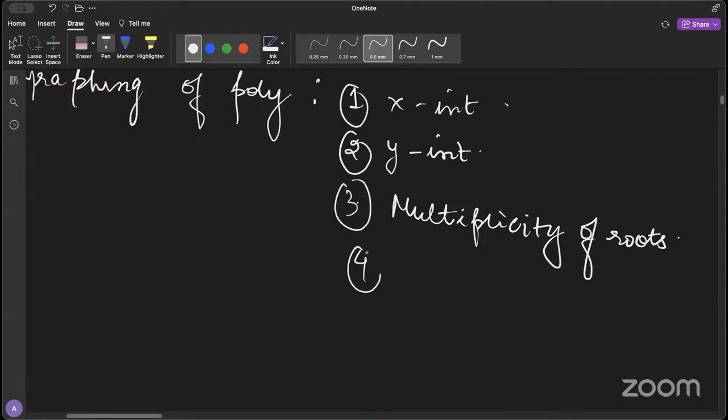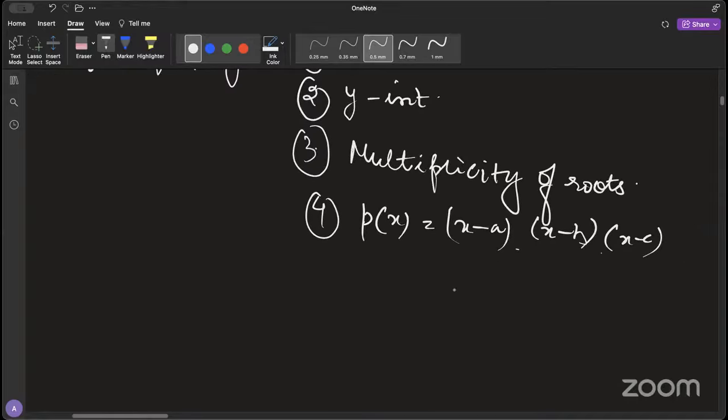And fourth is, let's say you have a polynomial as (x minus a)(x minus b) and let's say (x minus c). Then you can clearly see there are three real roots, and you can test the numbers between them. If this is a, b, c, then to figure out if the graph is on this side or this side, you can put the numbers between a and b. So if you put a number between a and b and you get a positive value, that means your graph should be like this, or it could also be like this, but it will lie on the positive side, positive y-axis, right?